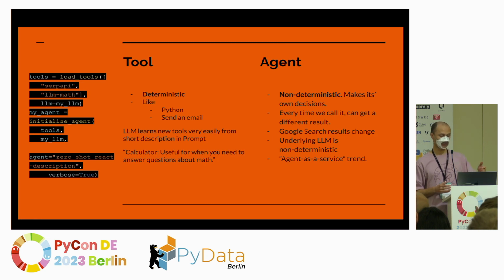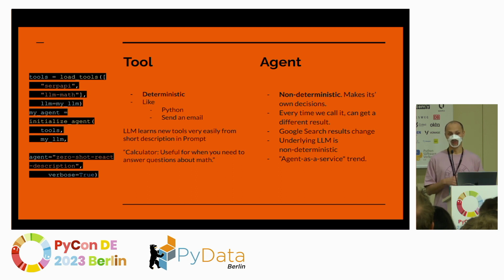And here I'm using tools and agents. These are the fundamental concepts of LangChain, the difference between tool and agent. A tool is something deterministic. Every time I call it, I get the same result. For example, Python REPL. I type print hello world, it prints hello world every time. Or sending an email. The same thing happens every time. And it's very easy to actually add new tools to an LLM. I just tell the prompt, hello LLM, this is a calculator. Calculator, it's useful for when you need to answer questions about math. And it just starts using the calculator for that. That's pretty awesome.